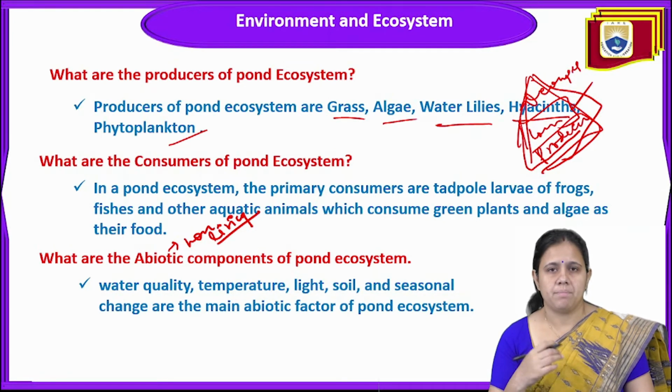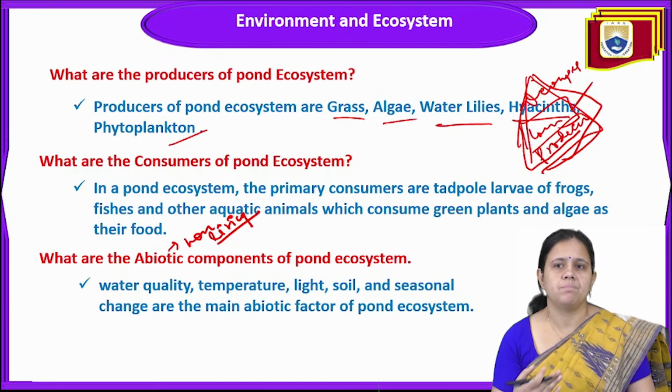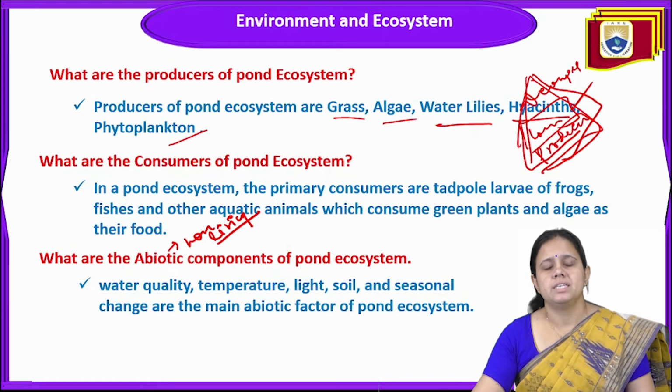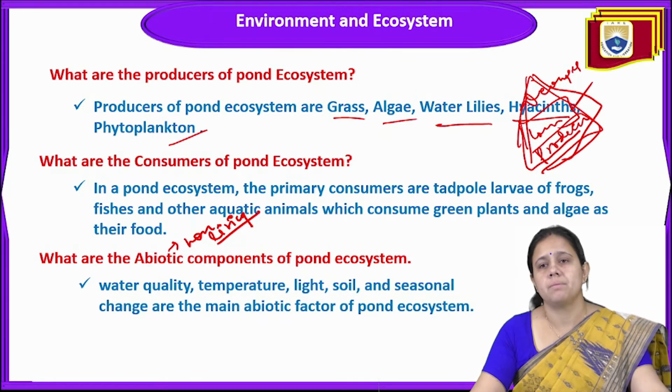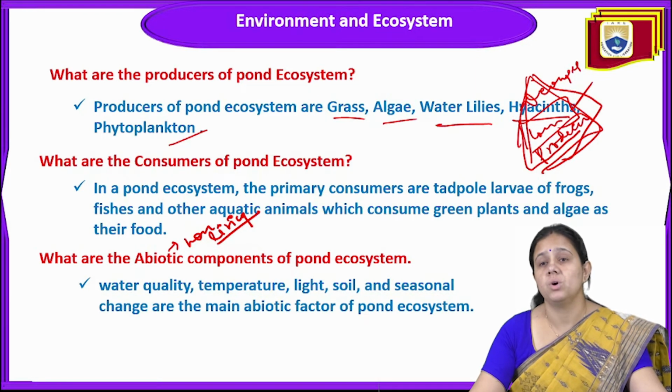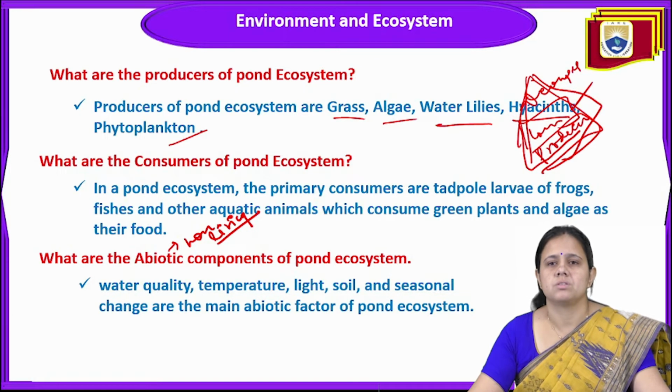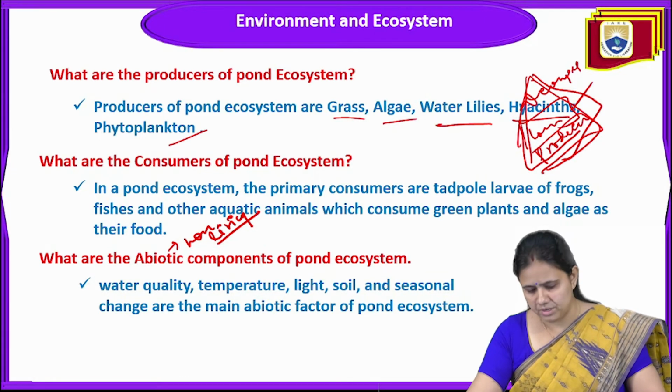So abiotic factors, the non-living factors of any pond ecosystem, are the water quality, water temperature, sunlight, some soil, and some seasonal change due to the sunlight. These are the main abiotic factors of a pond ecosystem. So this is about the abiotic component of the pond ecosystem. All non-living factors present in an ecosystem are called abiotic components, and examples are water quality, temperature, light, soil, and seasonal change.